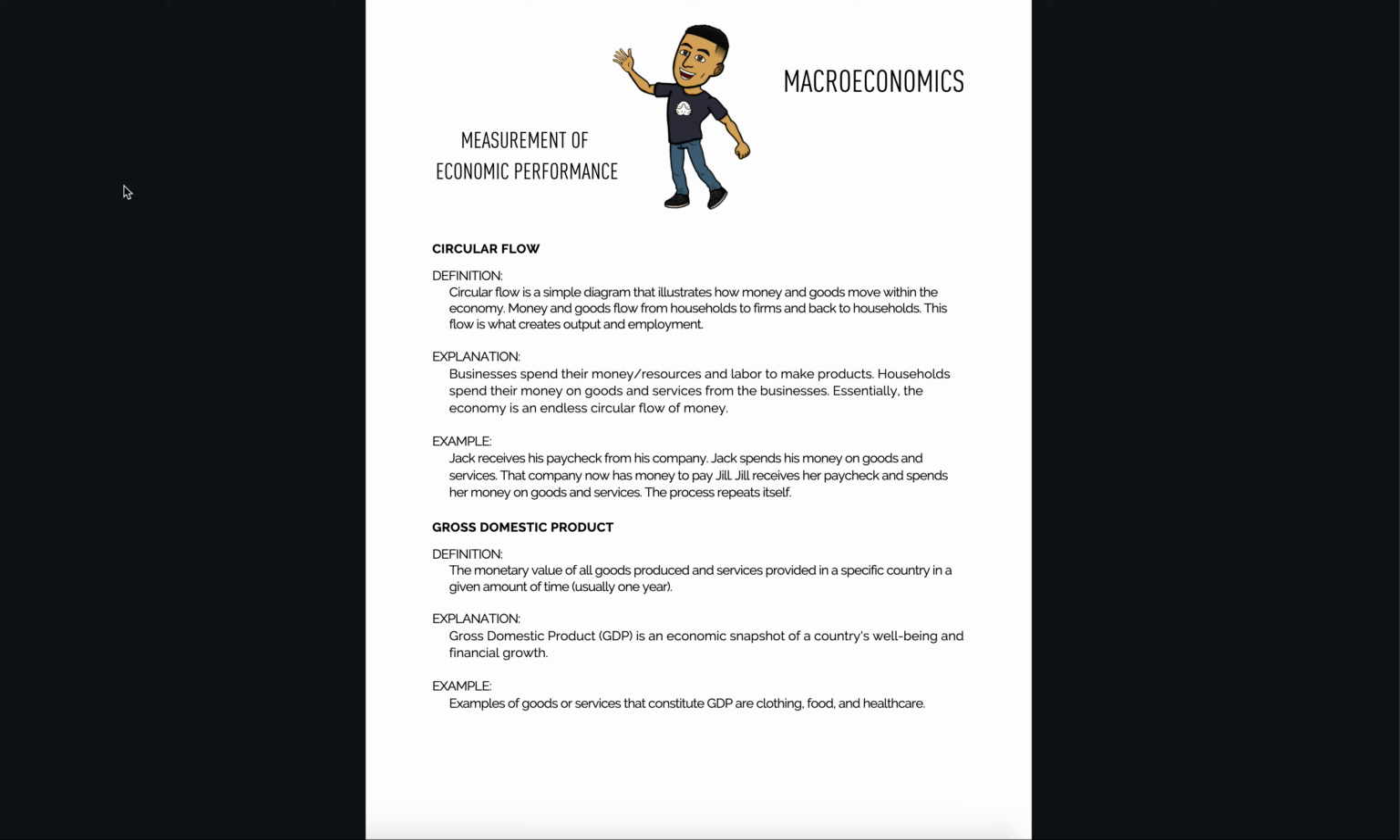I am your CLEP Guinea Pig, and today I'm going to briefly be going through the measurement of economic performance portion of the Macroeconomics Study Guide from CLEP Guinea Pig.